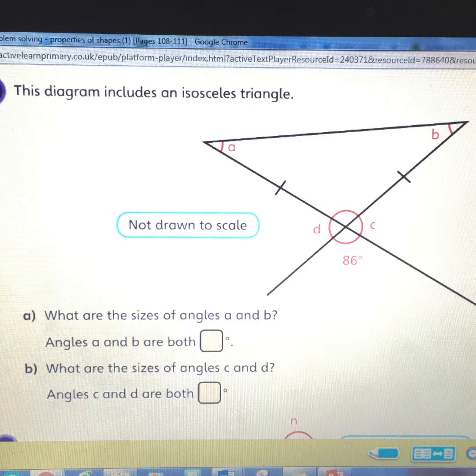Okay then, think together, question 1. This diagram includes an isosceles triangle, and I want you to try and work out what are the sizes of A and B and what are the sizes of angles C and D. Remember what we rewound to at the start. Pause the video, have a go.